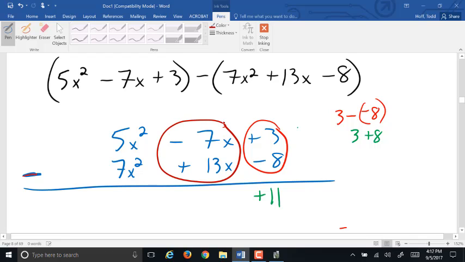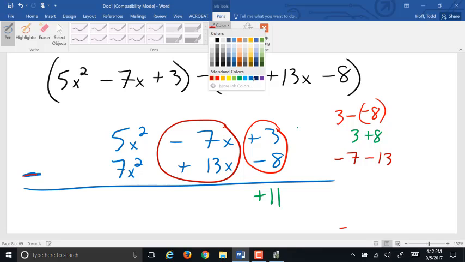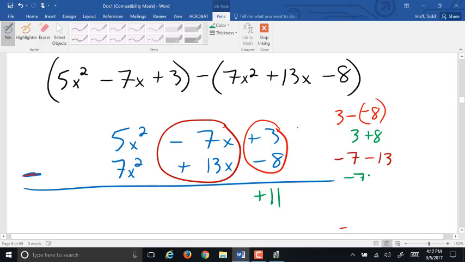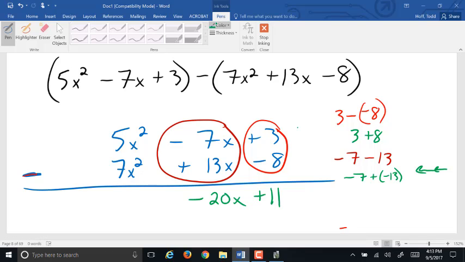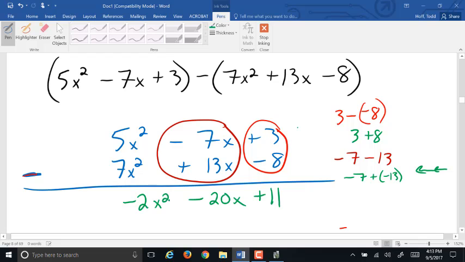This here, negative 7x minus 13x, again, I'll just work with the numbers. Negative 7 minus 13 is going to become negative 7 plus a negative 13. Well, negative 7 and negative 13 make negative 20, and that is still x. We keep the same name. And finally, 5x squared minus 7x squared is a negative 2x squared.